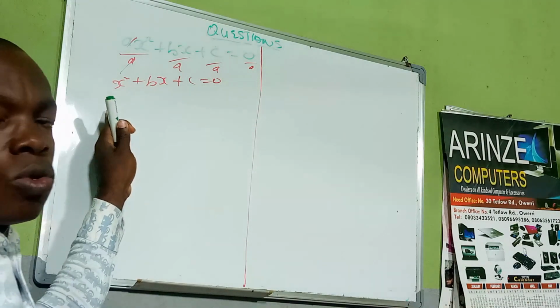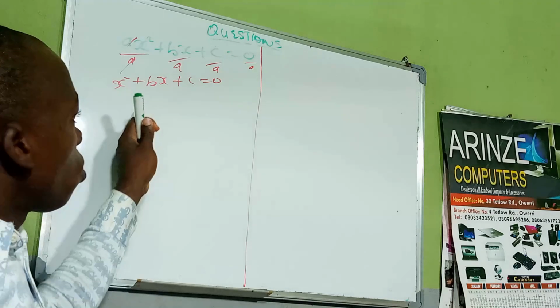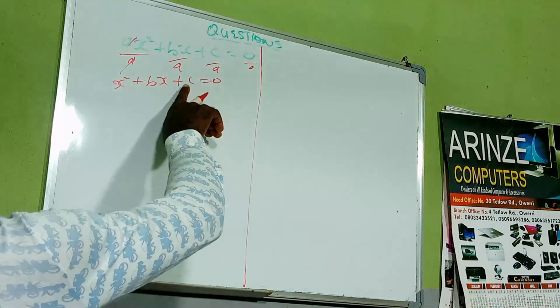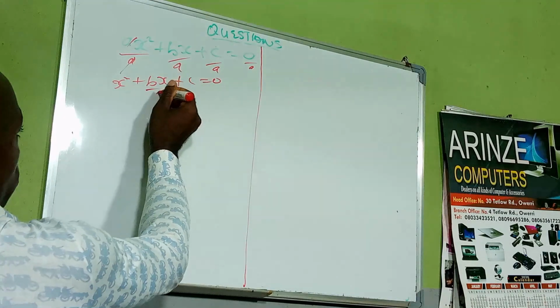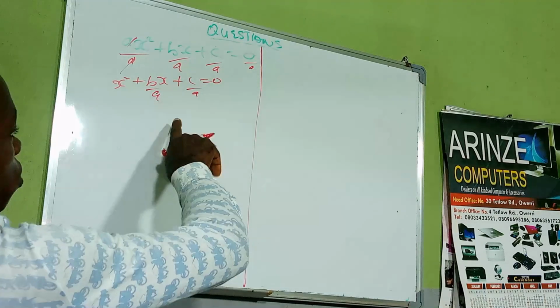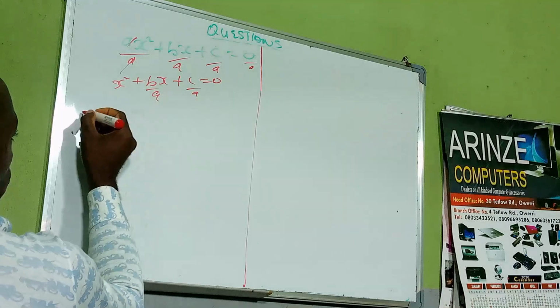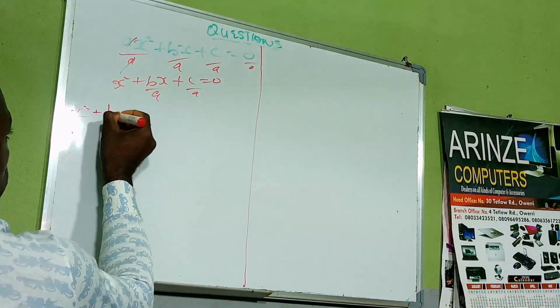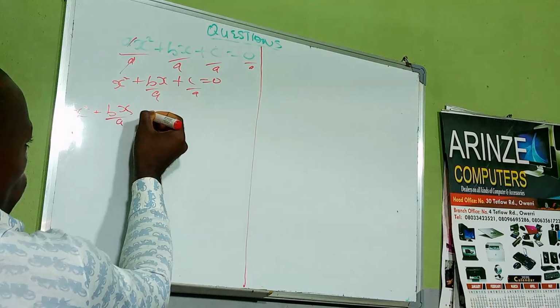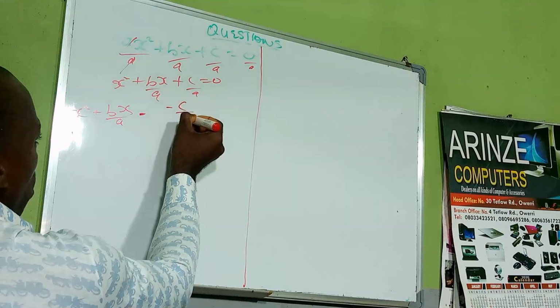Now the next thing we'll do is take the constant to the other side. The constant is c over a. So if we take the constant to the other side, we'll have x squared plus bx over a equals minus c over a.